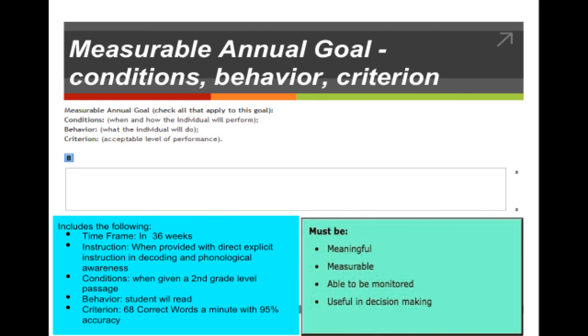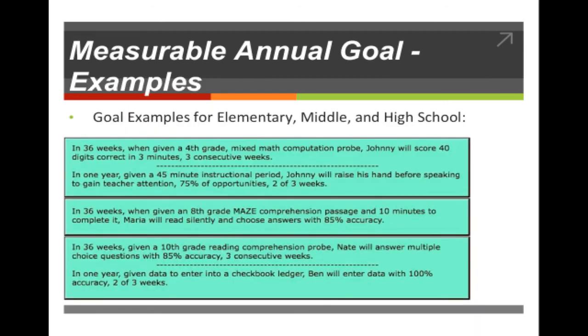So, for example, in 36 weeks, given a 4th grade level reading passage, Kirsten will read 100 words per minute with 95% decoding accuracy. Goals should represent an ambitious and realistic one-year accomplishment. Goals should be positively stated. So instead of saying, in 36 weeks, Johnny will stop a behavior, you may want to indicate in 36 weeks which alternative replacement positive behaviors you would like to see Johnny demonstrating.